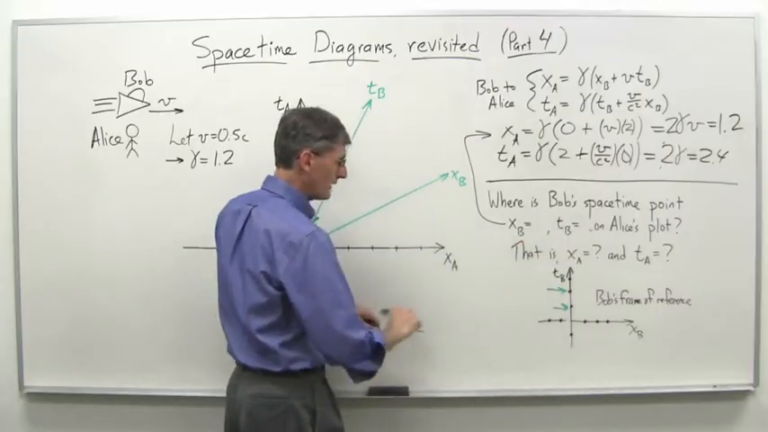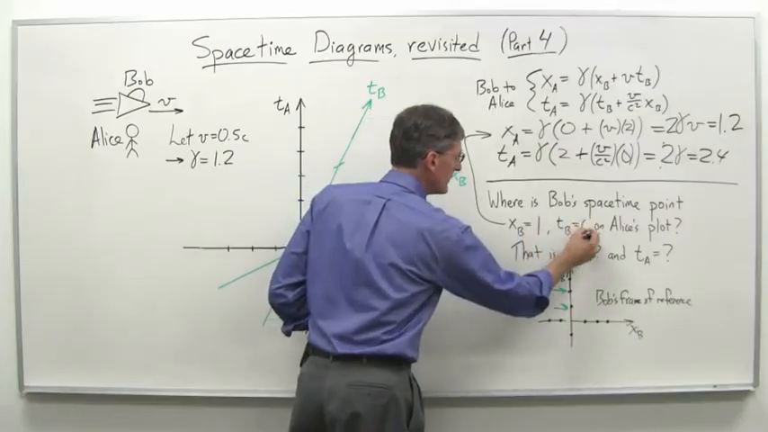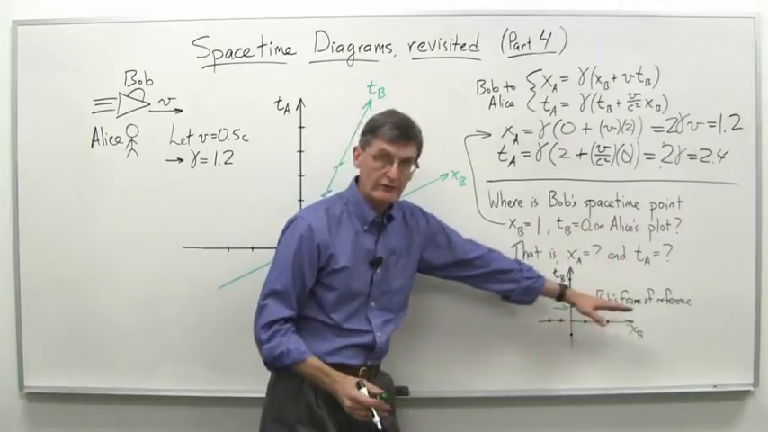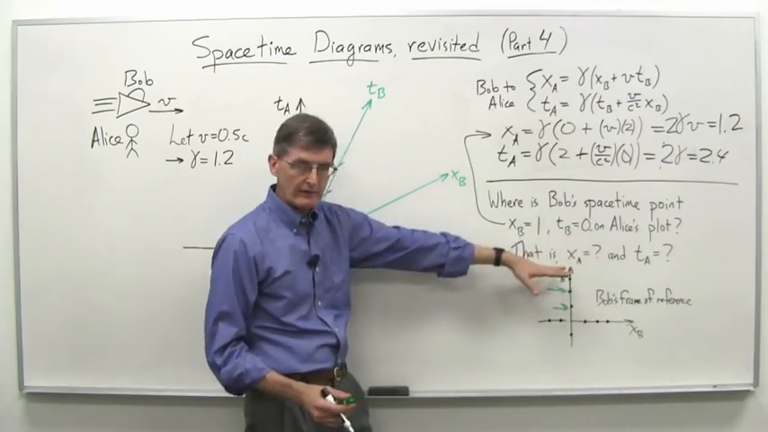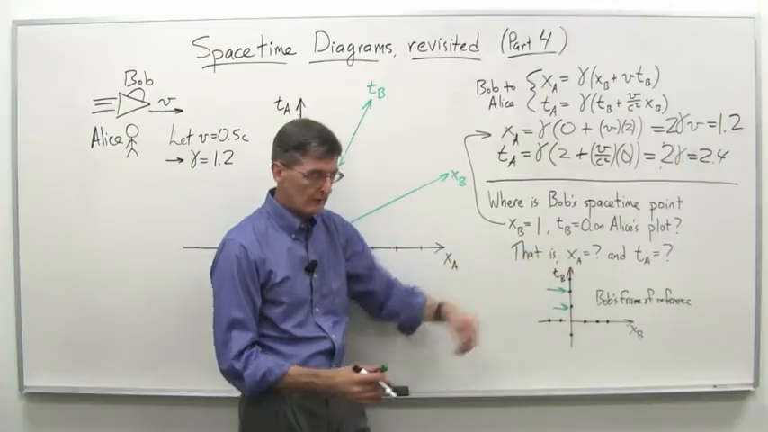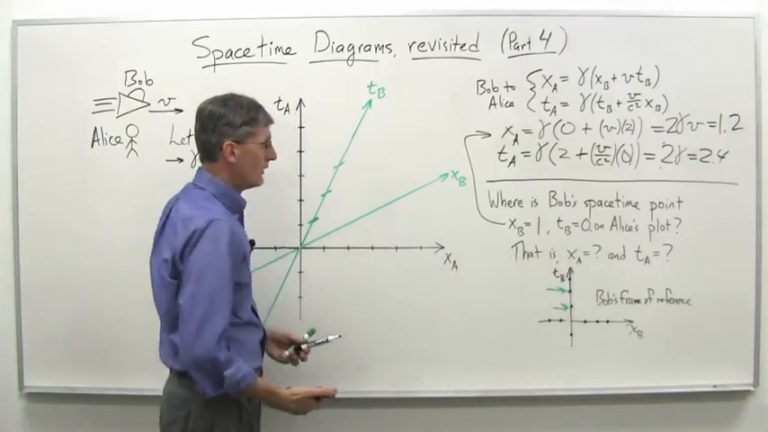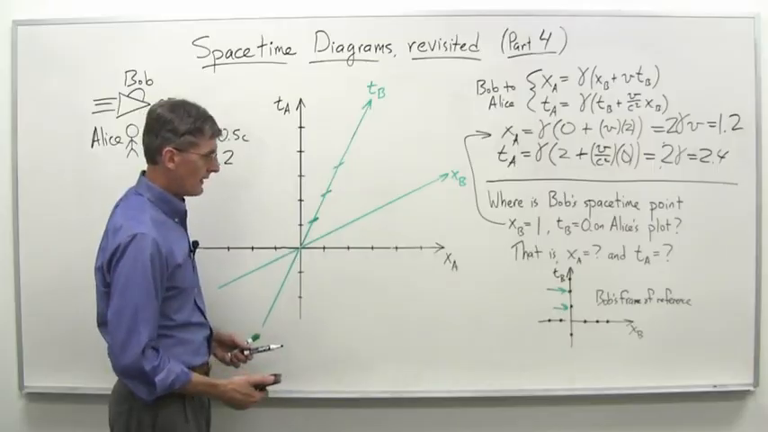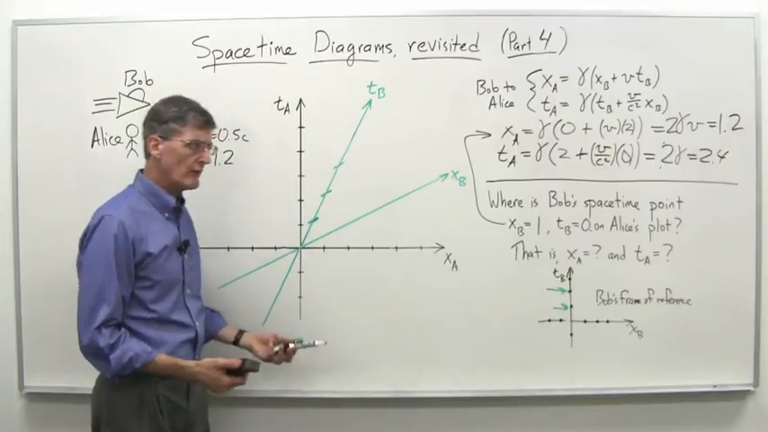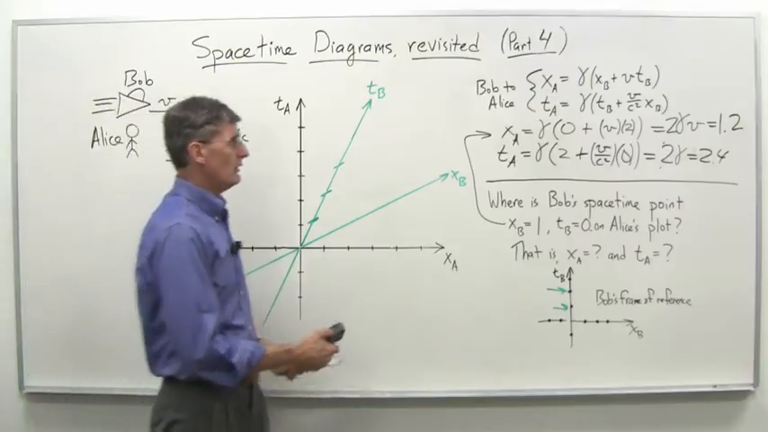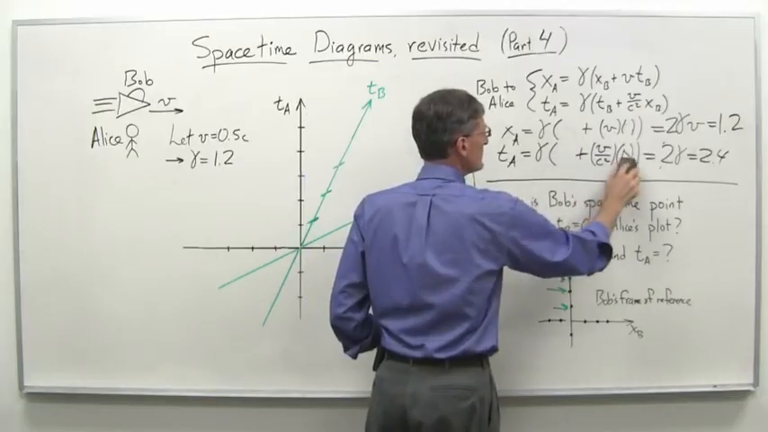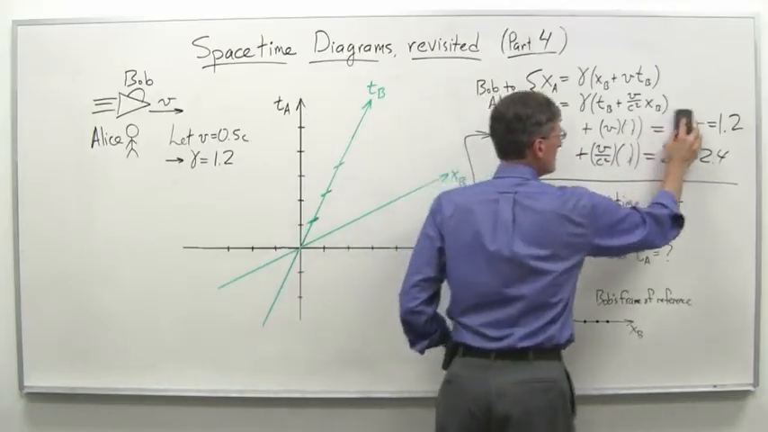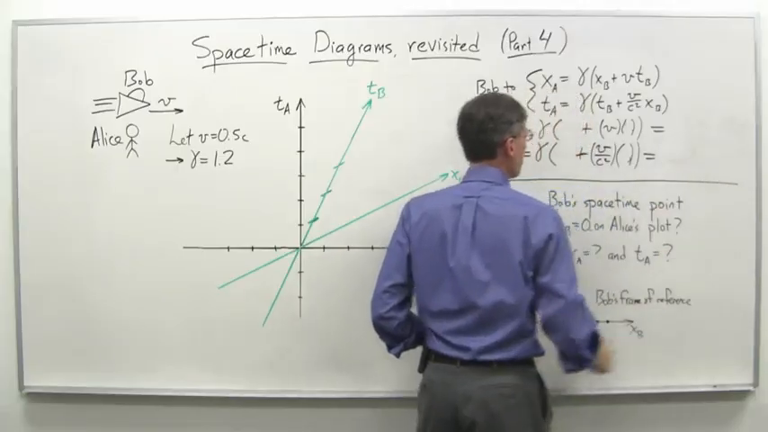So now we're looking at the point x sub b equals 1, t sub b equals 0. Okay, because now we're on the x sub b axis here. So x sub b equals 1, t sub b equals 0. What are the x sub a and t sub a coordinates in Alice's plot for that? And so again, we have a situation where we just plug in the numbers. These are the things that are going to be changing here, and we'll see what we get.